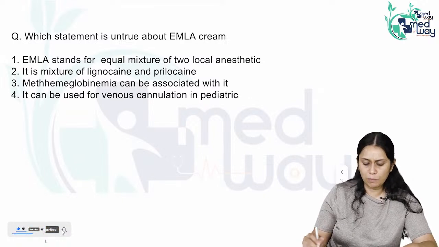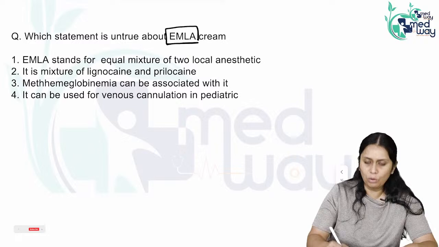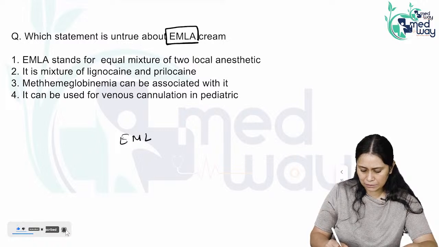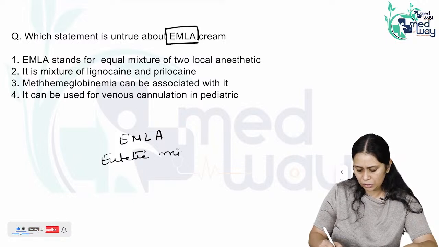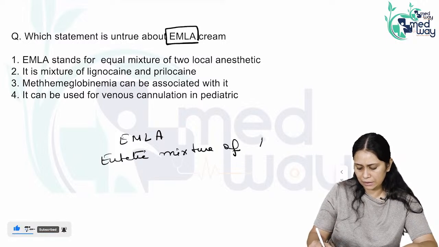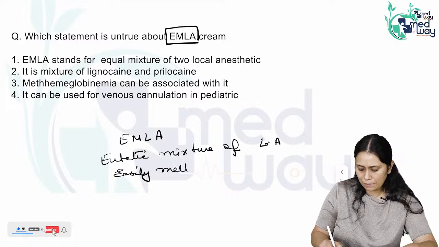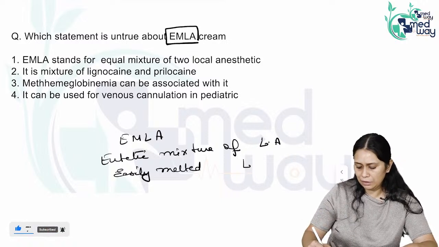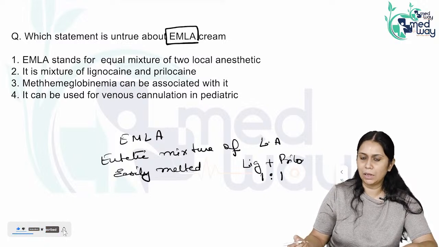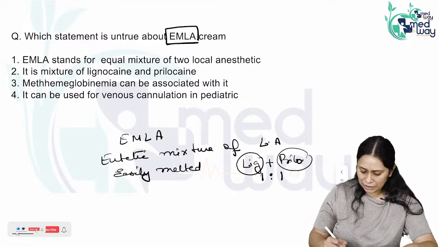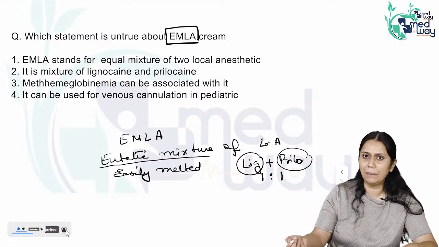Which statement is untrue about Emla cream? So it is a local anesthetic preparation which we use for topical anesthesia. So what is this Emla? Now Emla stands for eutectic mixture of local anesthetic. Eutectic means easily melted. So Emla is a mixture of two local anesthetics, lignocaine plus prilocaine in a 1:1 ratio. And the melting point of the Emla cream is lesser than lignocaine and prilocaine individually. So that is why it is eutectic. Eutectic means easily melted. Okay.